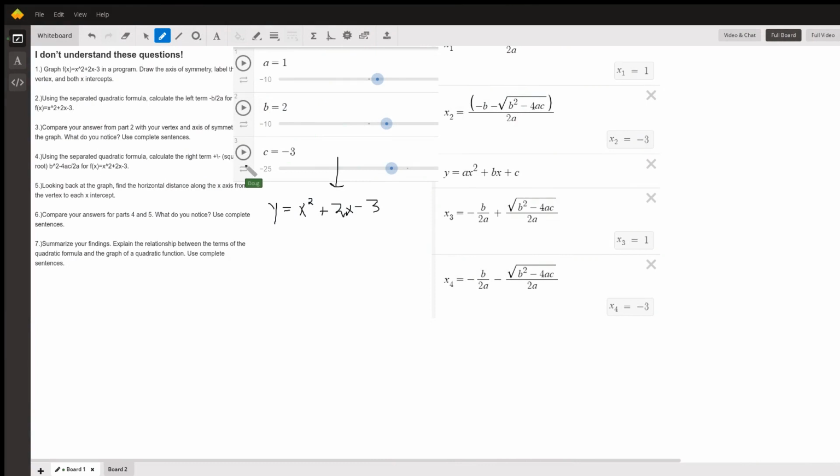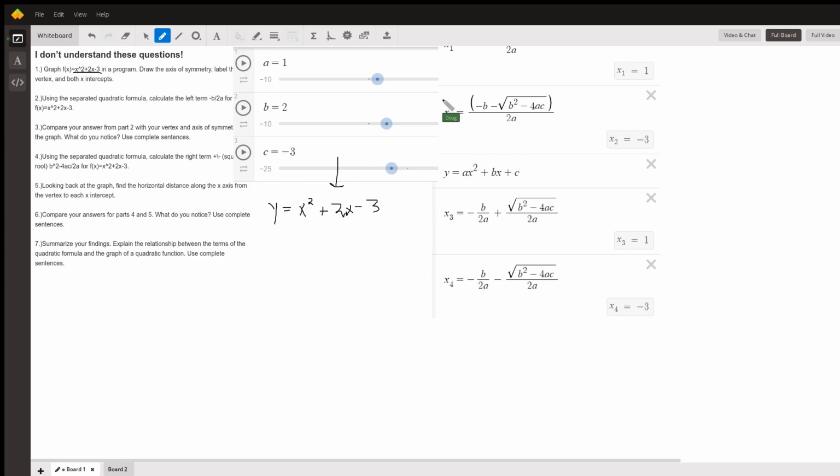Okay, here's a video that'll give you some ideas on what these questions are asking. These pictures are from the Desmos online graphing calculator, where I've set sliders for the values of a, b, and c corresponding to your function f of x. So y equals 1x squared plus 2x, 2 for b, minus 3 for c.